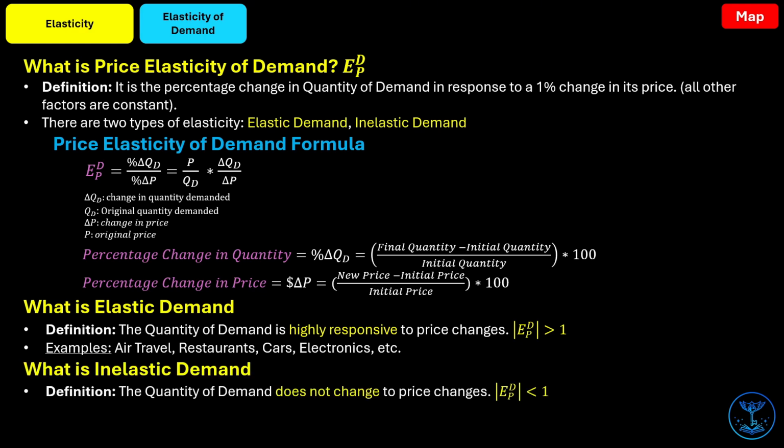What is inelastic demand? Again, the definition: the quantity of demand does not change to price changes. We can calculate this by getting the absolute value of our EDP, and if it's less than 1, it will be inelastic. Examples of this would be basic groceries, medication, utility services, and gasoline.